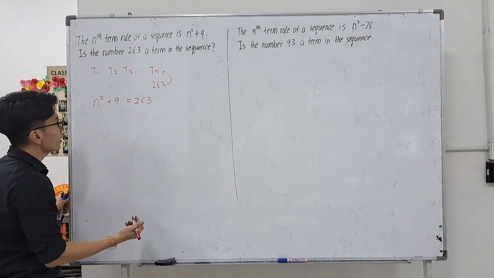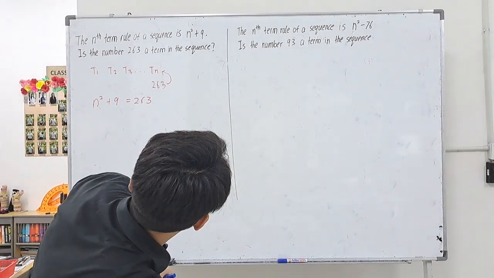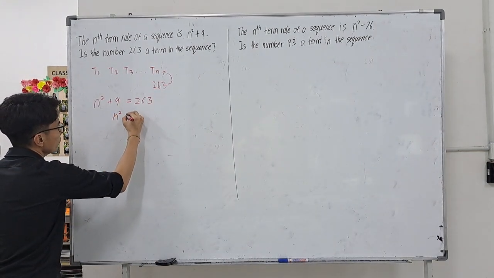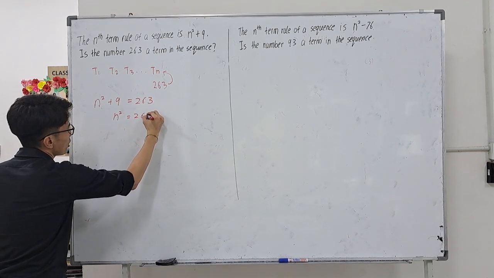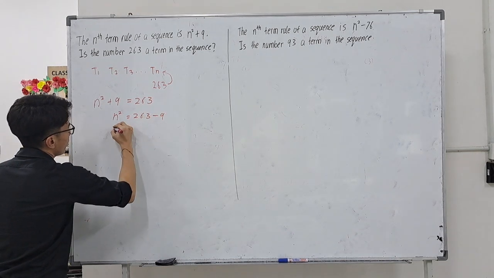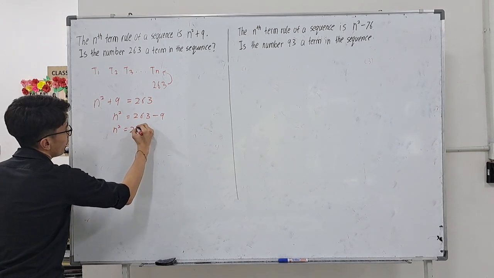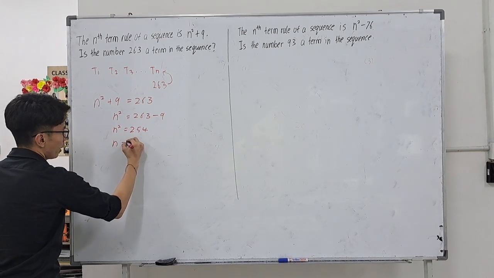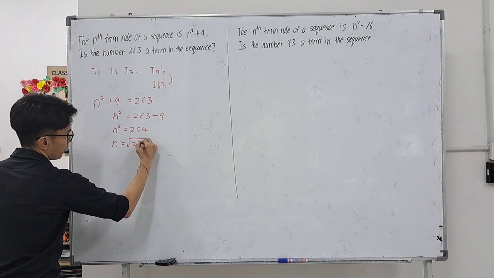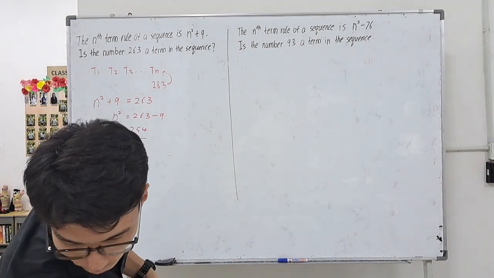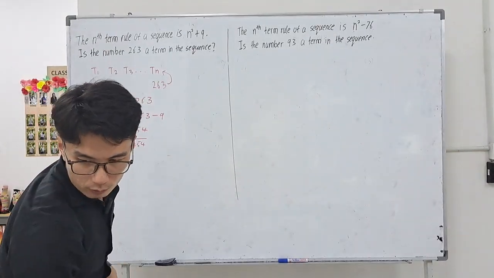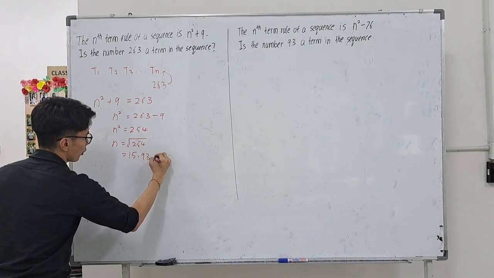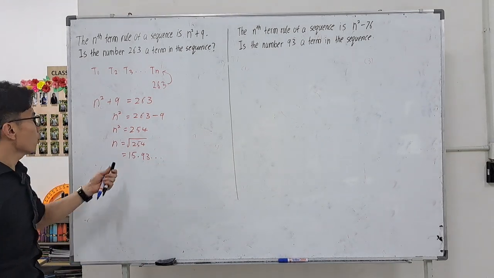So we can just quickly solve this. n squared, you will get 263 minus 9, and that should give you 254. And if you try to square root 254 in your calculator, you should get, let's see, 15.93 dot dot dot. Okay, so what have we found out over here?